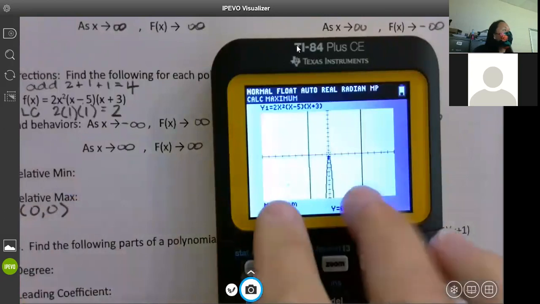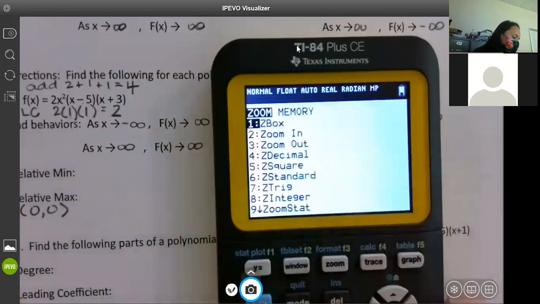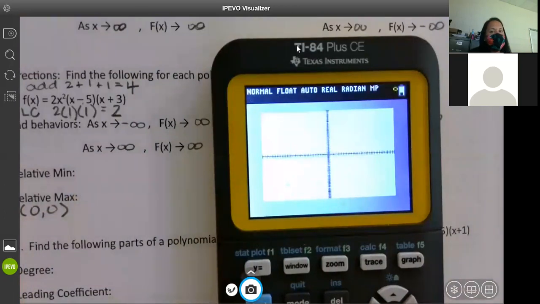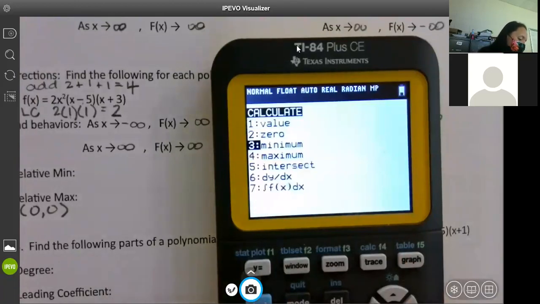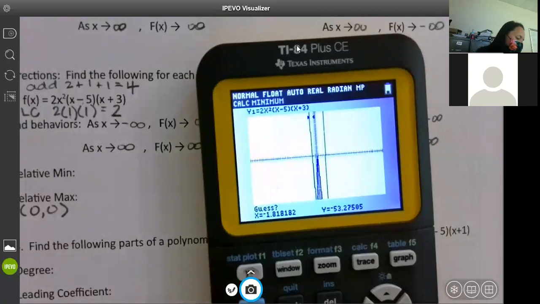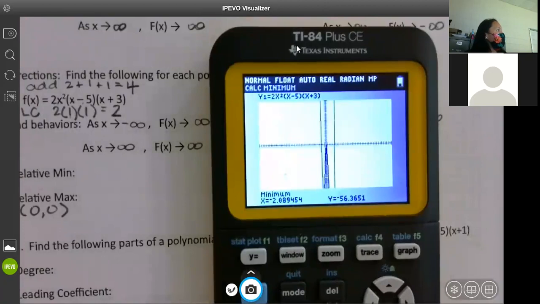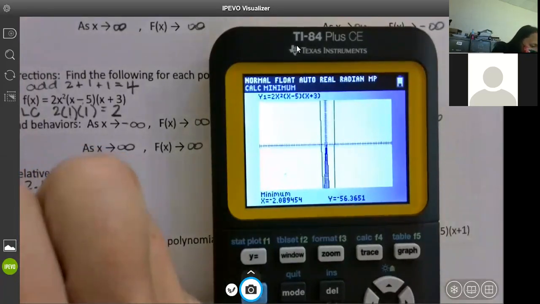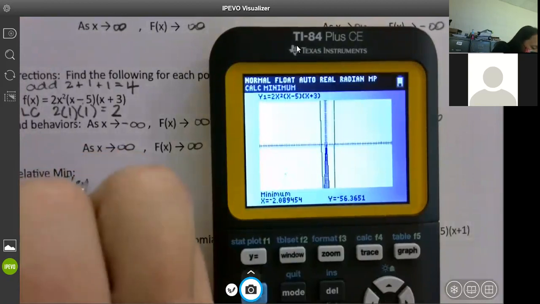We will have 2 minimums. I cannot see them on here. So I'm actually going to zoom out one time and see if I can see the bottoms. I'm getting there. I'm going to try it even without seeing them and see if I can do it. Second trace. This time it's a minimum. I want to go to the left side, the right side, and then guess. And it's a really ugly one. That's why it's not good. Does everybody see that? So your relative minimum would be -2.1 and -56.4.